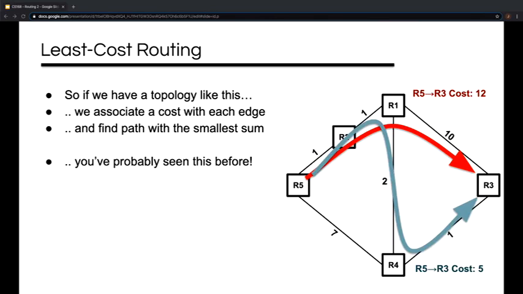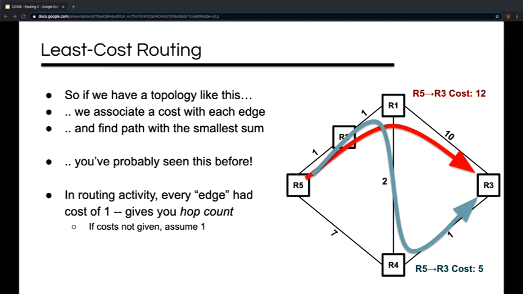And so you may well have seen this before if you've taken an algorithms class or anything like that. In the routing activity, every edge, essentially, you could think of it as having a cost of 1. That gives you the hop count. If we don't give you costs on an exam or something, just assume that they're 1 if we don't give you any.